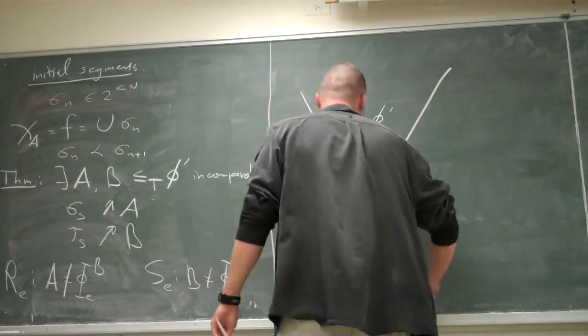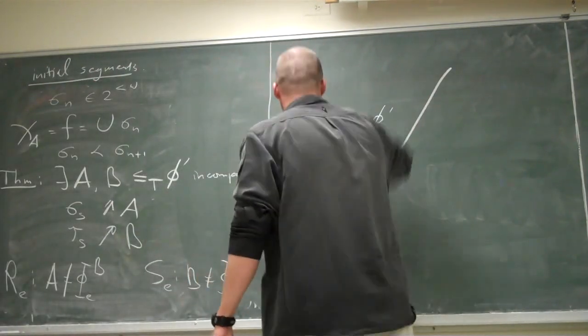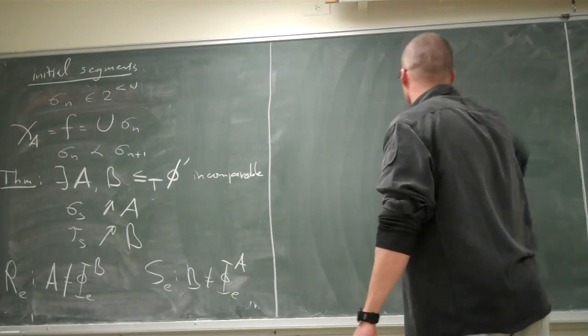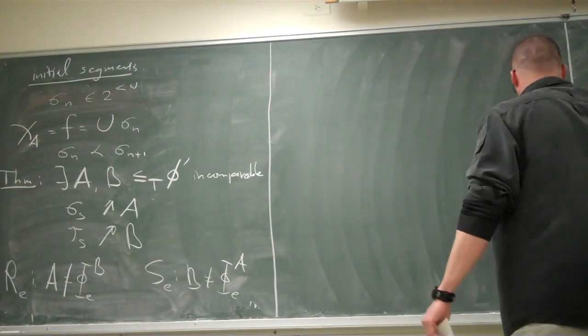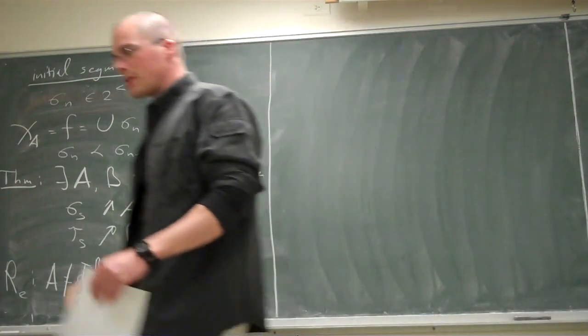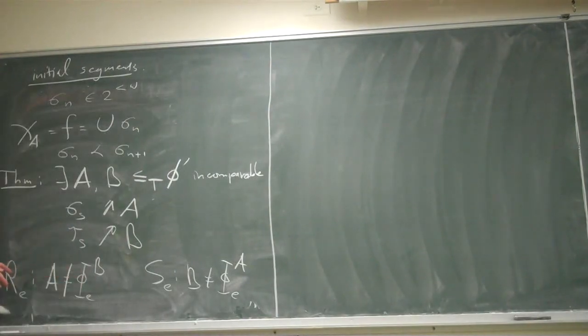Well, that's easy enough. Notice that by the same observation, this automatically means that A and B are not computable. Of course, if they are incomparable, neither one of them could be computable, but right, there are Turing functionals which ignore their oracle. So it's kind of explicitly included as well.